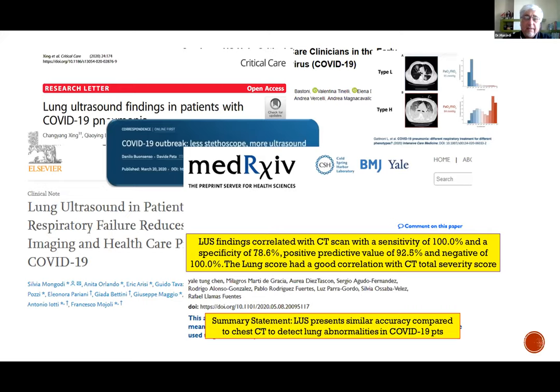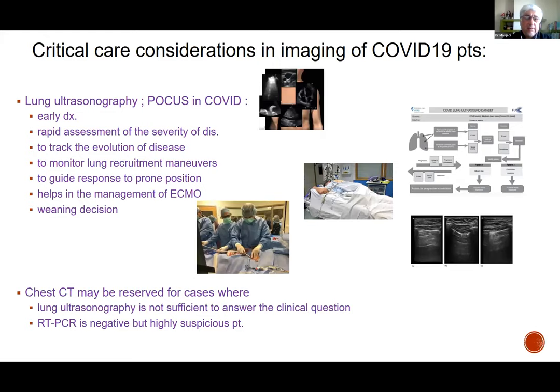So in conclusion, as you see in this case scenario, lung ultrasonography focus in COVID can help early diagnosis, rapid assessment of the severity of disease, and can track the evolution of disease in ICU. We can monitor lung recruitment maneuvers. We can guide response to prone position. It can help us to manage ECMO, and it can help us during weaning procedure.